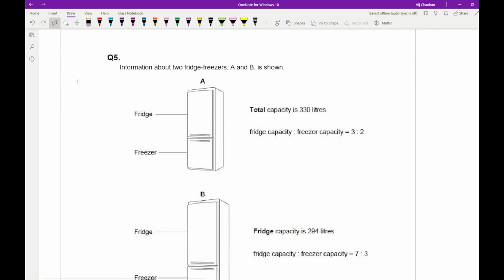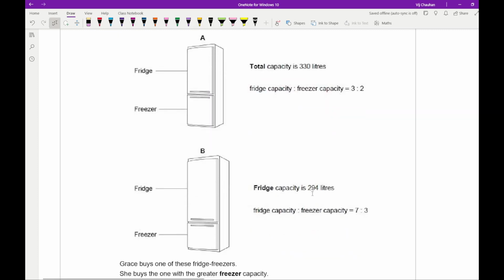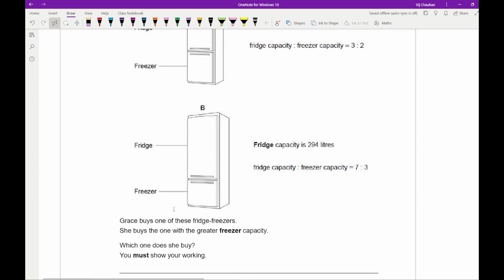Moving on to question 5, it says the information about 2 fridge freezers A and B are shown. For fridge freezer A, we've got the total capacity is 330 litres, and for B we know that the fridge capacity is 294, and we've got the ratios of the fridge to the freezer as shown on the screen. It says Grace buys one of these fridge freezers. She wants to buy the one with the greater freezer capacity. Which one does she buy?